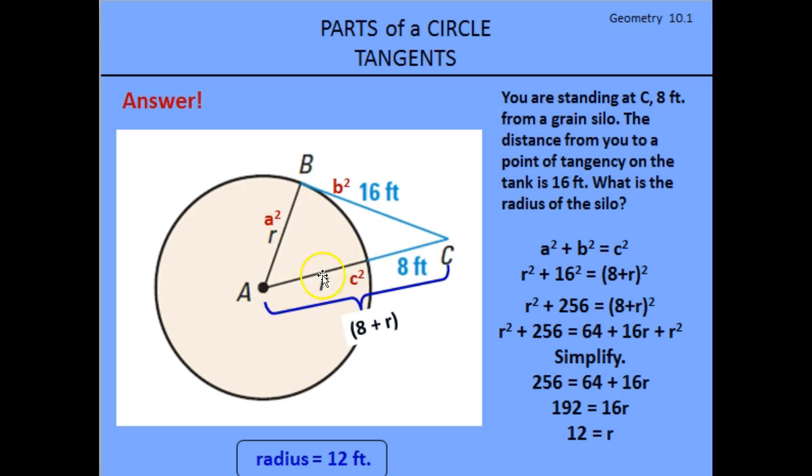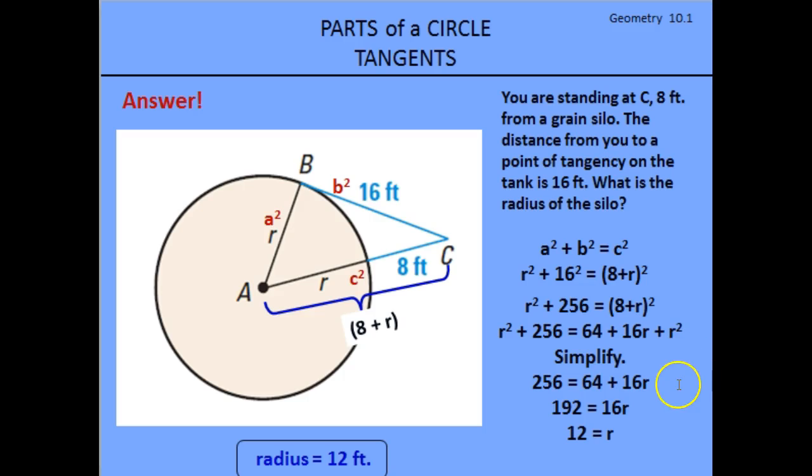It's going to be the same distance as this. So we're just going to call that 8 plus r. And it's going to have to be squared. So it's going to look like this. We've got r squared plus 16 squared equals 8 plus r squared. What does that mean? It means you're going to have to use the FOIL. So FOIL that side out. And now all you have to do is simplify using regular geometry, and you should end up with the radius being 12.